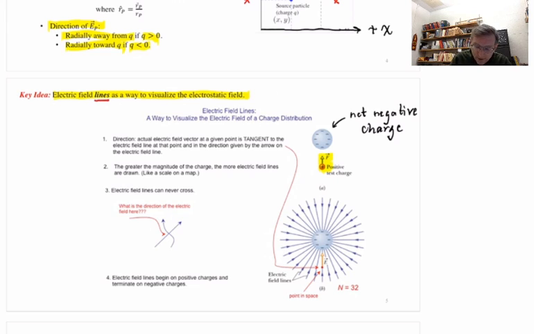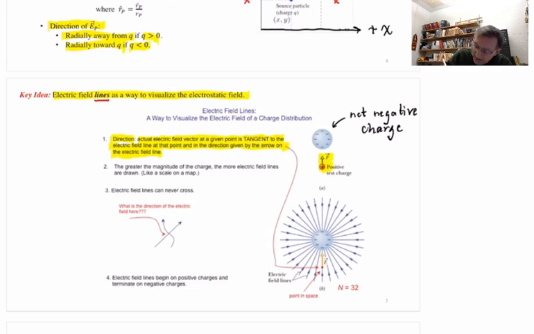First, about direction. You see all these lines drawn down to here in blue? They all have arrows on them, don't they? These lines happen to be radially straight. They won't be that way in every charge configuration, but they are here. To get the actual electric field vector at a particular point, it's a vector that is tangent to the electric field line at that point and in the direction given by the arrow on the electric field line.